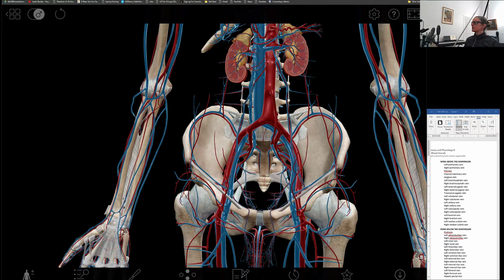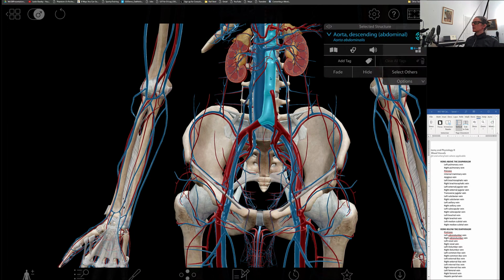Now what I'm going to do is hide part of the arterial system. So I'm going to hide the descending abdominal aorta, and I'm going to hide some of these other branches of it here, including the inferior mesenteric.